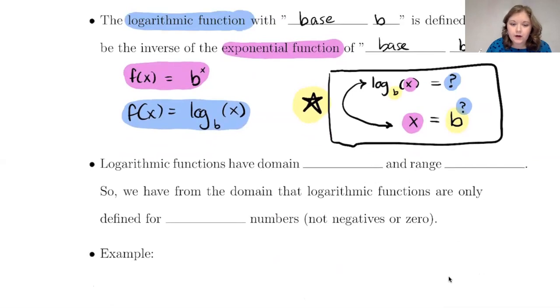So a property of logarithmic functions is that their domain is restricted. Their domain is from 0 to infinity. So what that means is 0 to infinity are the only numbers that can be on the inside of a logarithmic function. These are the only numbers that you can plug in for x here. So negative numbers and 0 are not allowed. And then the range of a logarithmic function is negative infinity to infinity.